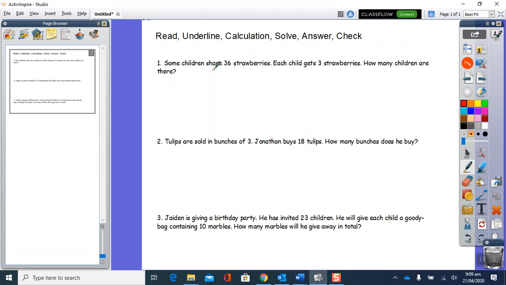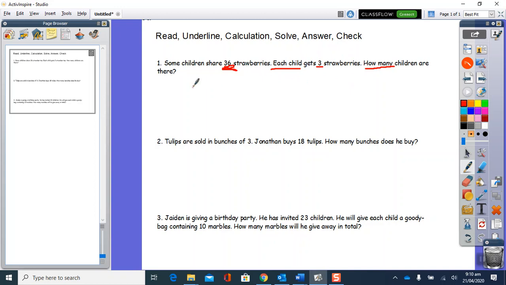Some children share 36 strawberries. Each child gets 3 strawberries. How many children are there? So, what I know is that there are 36 strawberries. Each child gets 3 strawberries. So I need to figure out how many children there are based on the fact that there are 36 strawberries and that each of them gets 3.